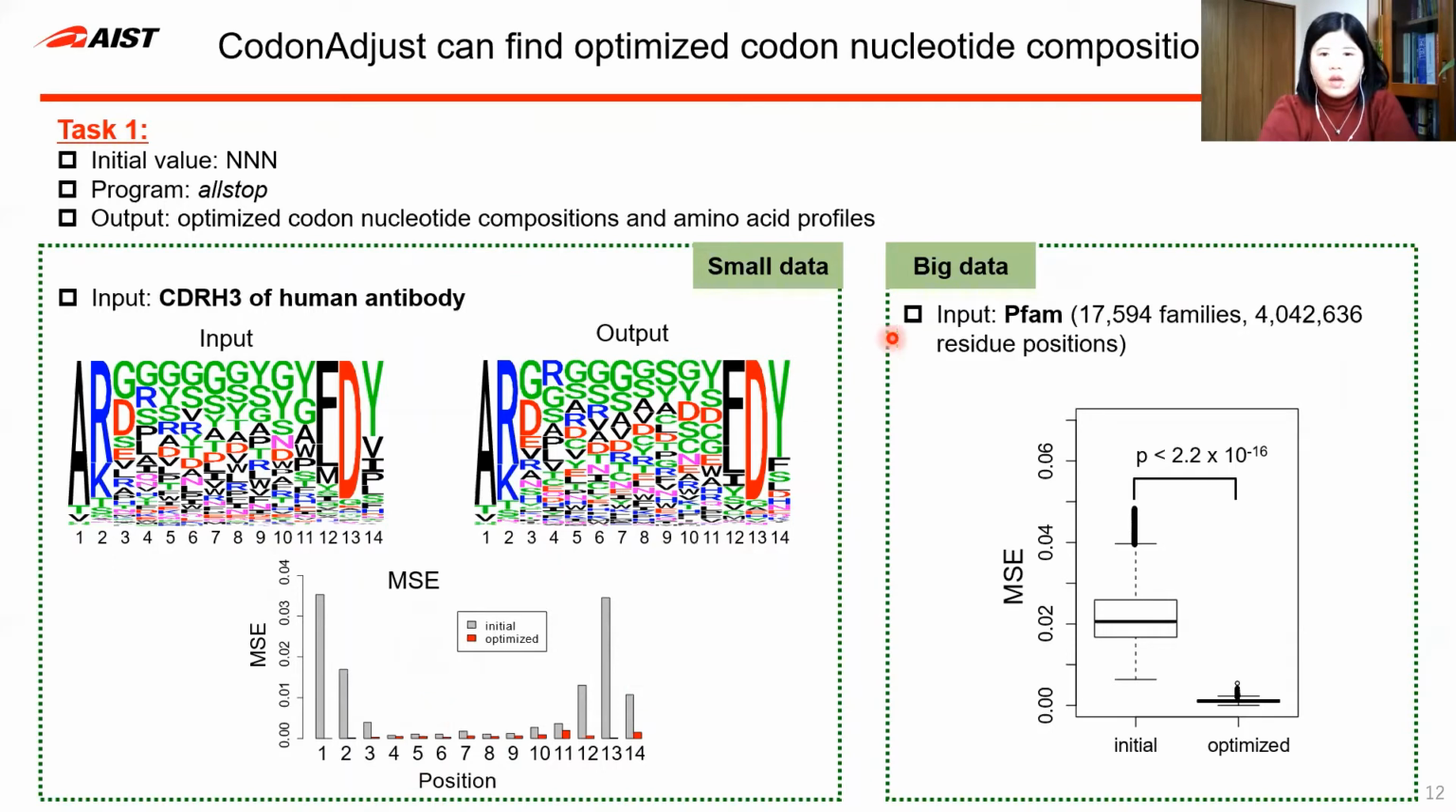Then we check if the same result would be observed with big data input. We use the PFAM database with more than 4 million positions. The result is here. It shows significant improvement of MSE after minimization, which again demonstrates the performance of our software.